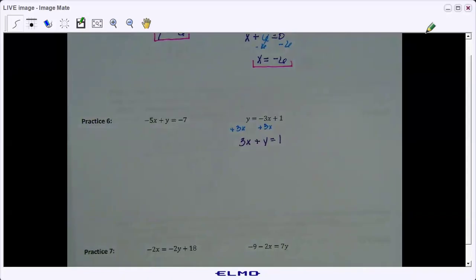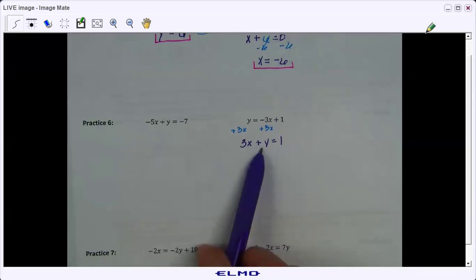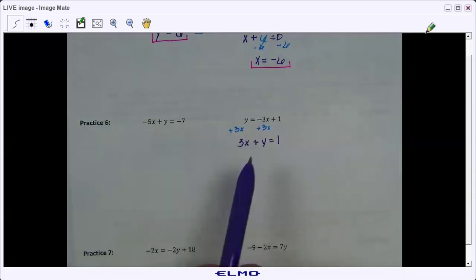Now, do we have any coefficients that we can eliminate? Or can we eliminate our x term or our y term at this point? Okay, we have 1y and 1y, so that's one check. We can check that one off the list. And they're both positive. One of them must be negative. So what should we do to make one of them negative?